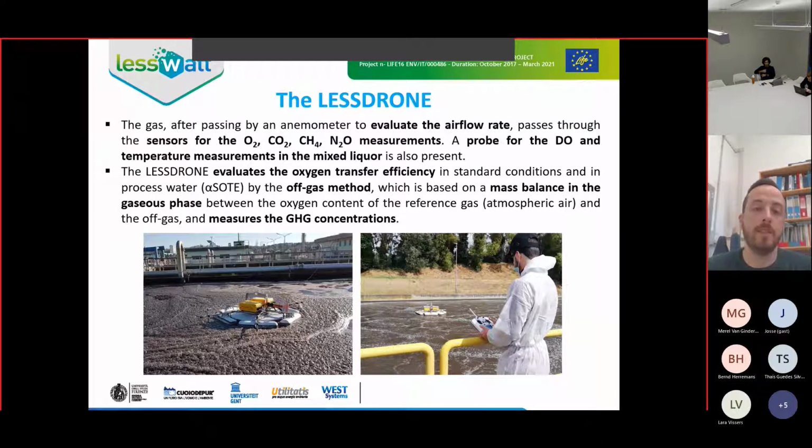The LESSDRONE evaluates the oxygen transfer efficiency in standard conditions and in process water, the alpha SOTE, by using the off-gas method that is based on a mass balance in the gaseous phase between the oxygen content of the reference gas, that is the atmospheric air, and the off-gas that exits from the surface of the tank. And then the LESSDRONE measures the GHG concentrations.